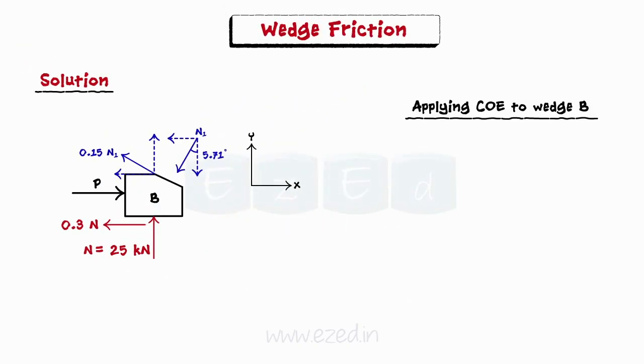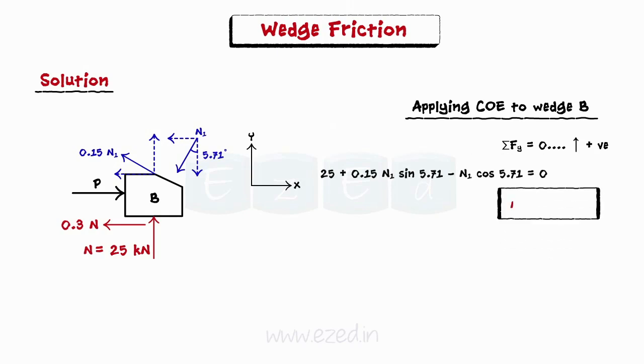Now, we will apply conditions of equilibrium to wedge B. We will first equate the summation of all forces in the y direction to 0. Thus, we will be able to find the normal reaction between the wedge B and the block A is equal to 25.51 kilonewtons.